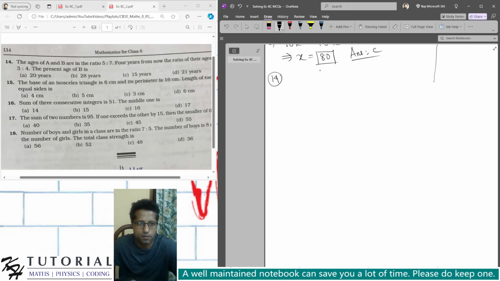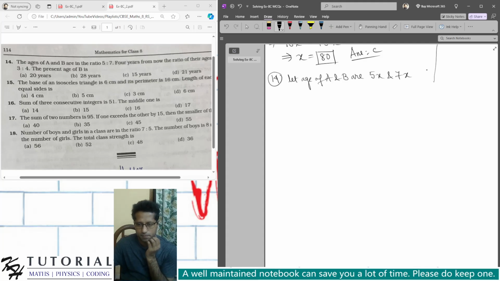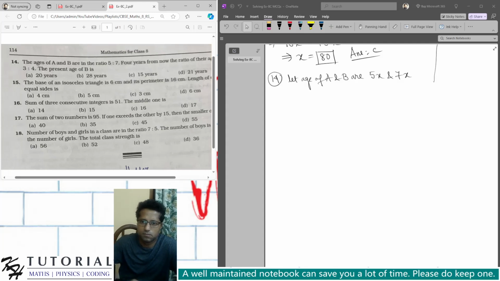So in this problem, let the ages of A and B be 5x and 7x. Since the ratio of the ages of A and B is given as 5:7, we are assuming the ages of A and B to be 5x and 7x. Now, what else is given? 4 years from now, the ratio of the ages will be 3:4.